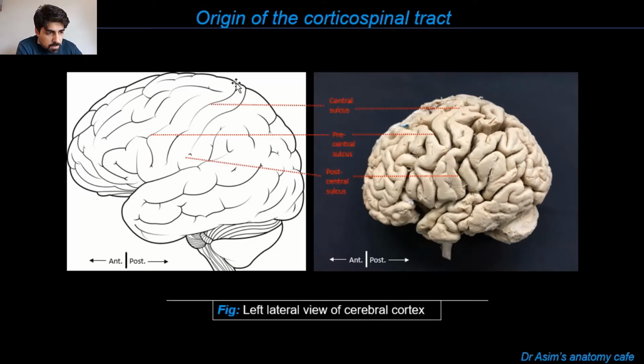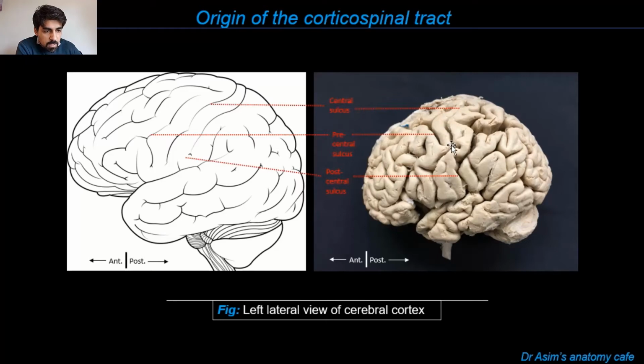Then the region here between the central sulcus and the post-central sulcus. This is the post-central gyrus, which is the primary sensory area, and that is part of the parietal lobe. These areas are important to understand if you want to understand the origin of the corticospinal tract. We can see these regions very nicely in the prosection as well.